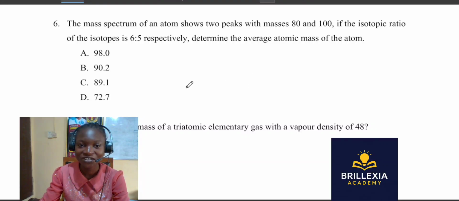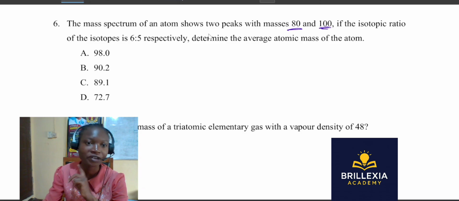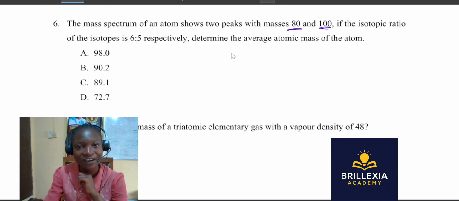If you can answer this question, then you are a genius. Now let's look at it. The mass spectrum of an atom shows two peaks. So two peaks with mass of 80 and mass of 100. If the isotopic ratio of the isotope is 6:5 respectively, determine the average atomic mass.